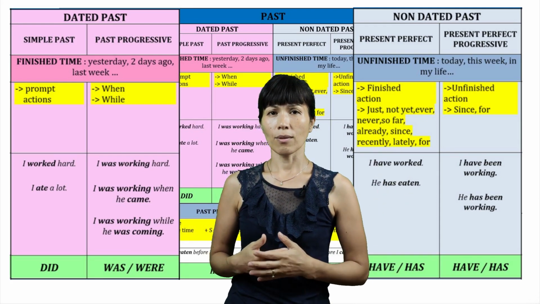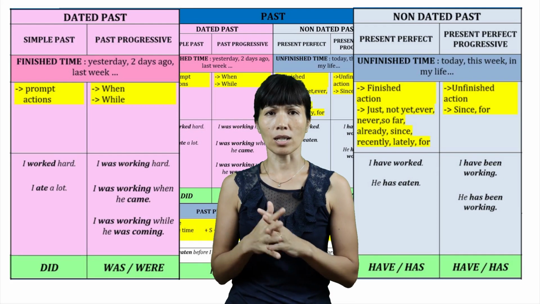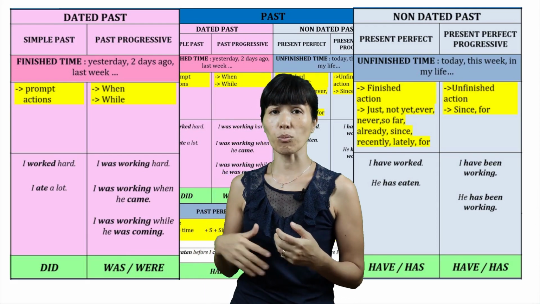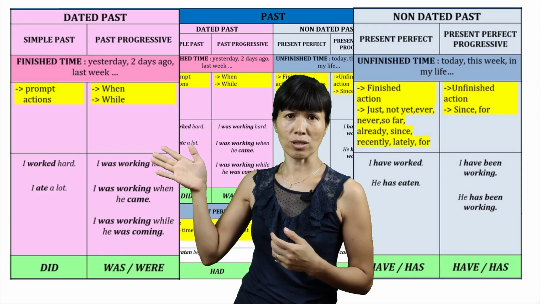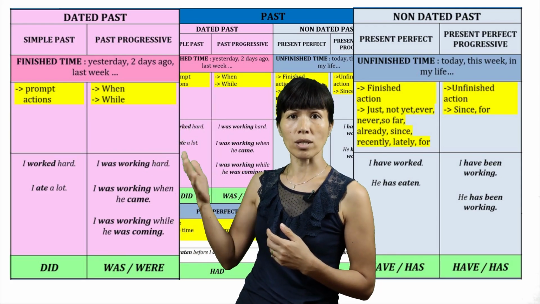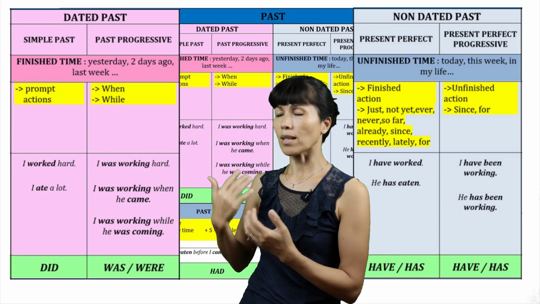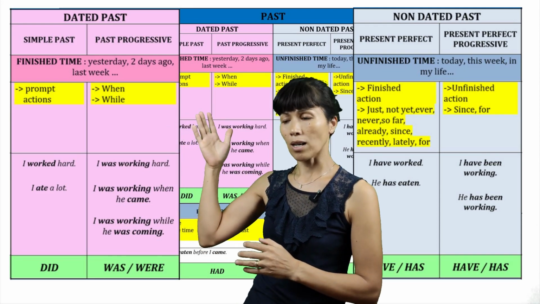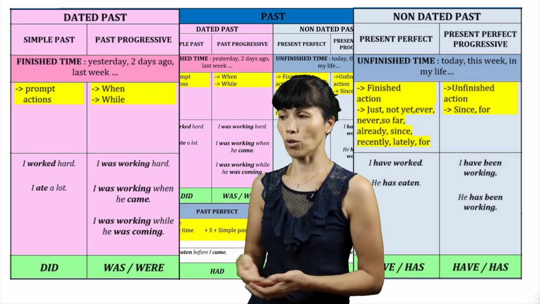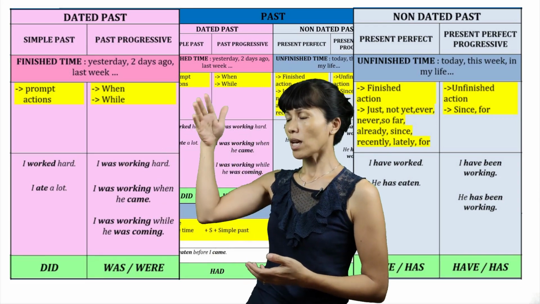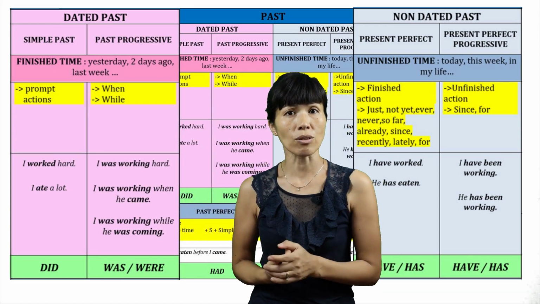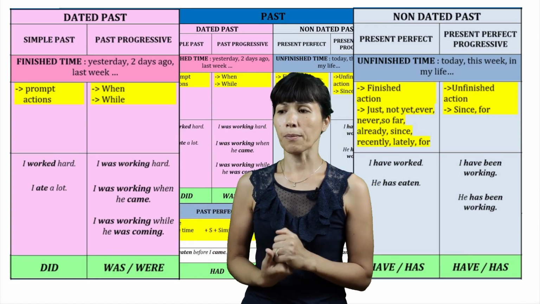It's very easy to tell which one to use. Simple past is simply prompt actions. You give a list of actions you did, for example, yesterday. So yesterday I went shopping, I saw a friend, we discussed, and I went back home. Most of the time it's prompt actions, a list of actions that you want the listener to know about.